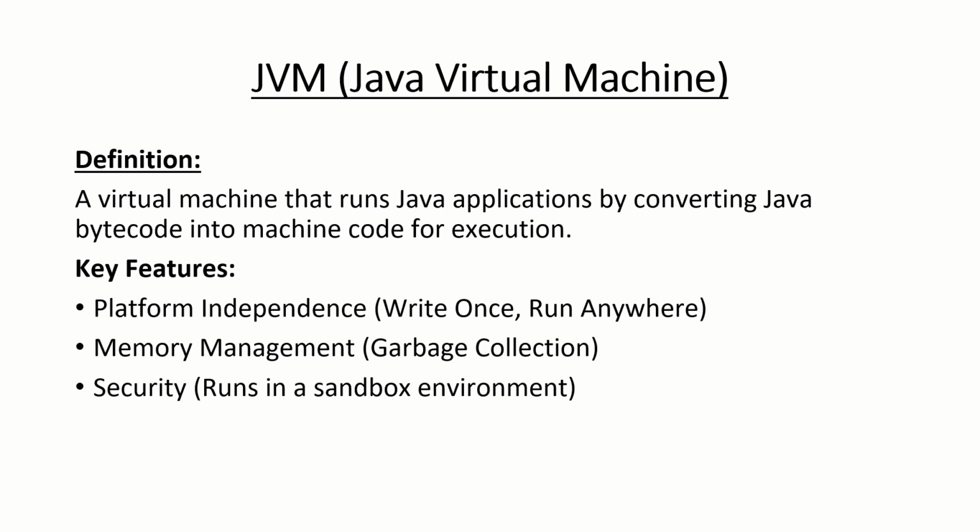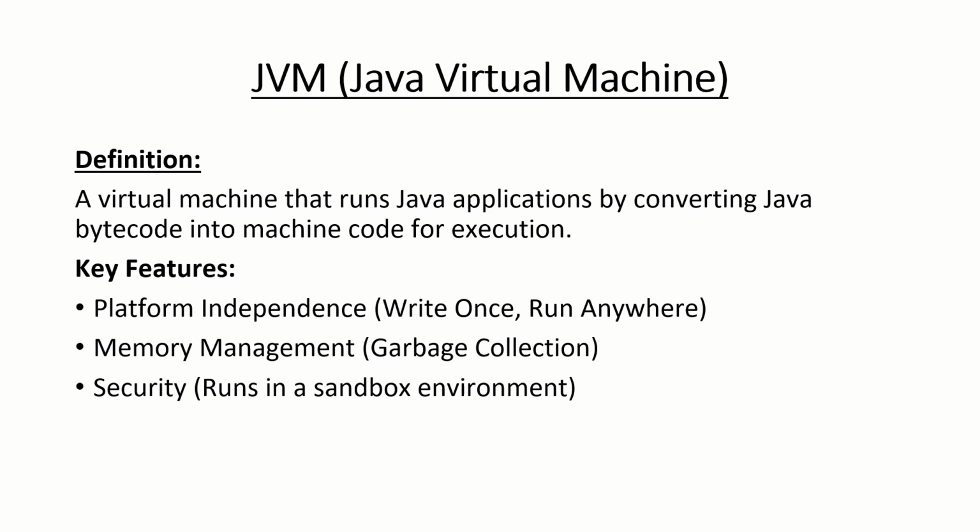Next, coming to the Java virtual machine. Java programs rely on the Java virtual machine to run on any platform, making Java a platform independent language. The JVM works by taking Java source code and converting it into Java bytecode. This bytecode is then interpreted or compiled by the JVM into machine code for the specific system it's running on. So the key features of JVM include platform independence, which is that the same Java program can run on Windows, Linux, or Mac without modification.